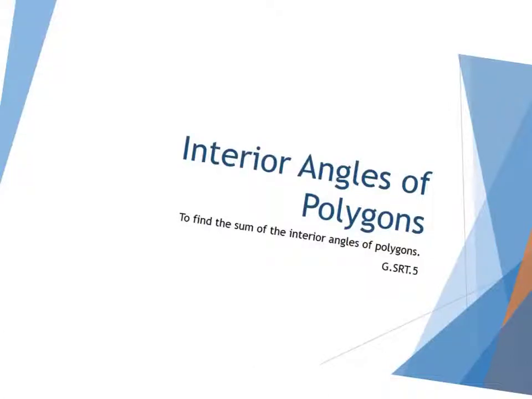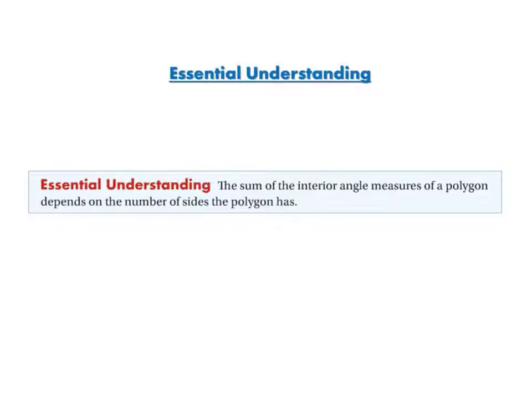Hi guys, this lesson is about interior angles of polygons. The goal is to find the sum of the interior angles of polygons, and the standard is geometry, similar triangles, right triangles, and trig number 5. By the end of this lesson, you should understand that the sum of the interior angle measures of any polygon depend on the number of sides that the polygon has.